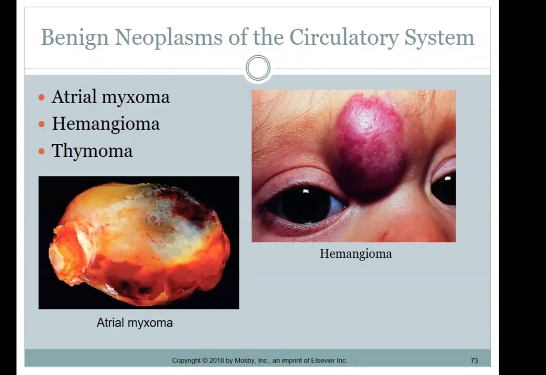Benign neoplasms of the circulatory system. An atrial myxoma is a benign growth usually occurring on the interatrial septum. A hemangioma is a non-cancerous tumor of the blood vessels. It may be congenital or may develop later in life. A thymoma is a non-cancerous tumor of epithelial origin that's often associated with myasthenia gravis.